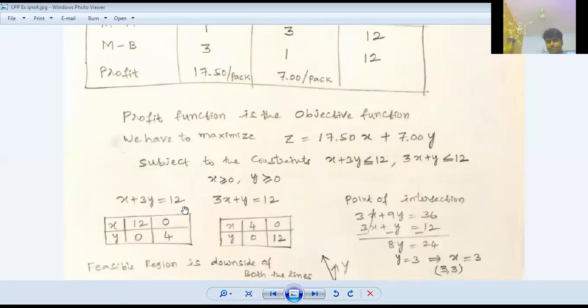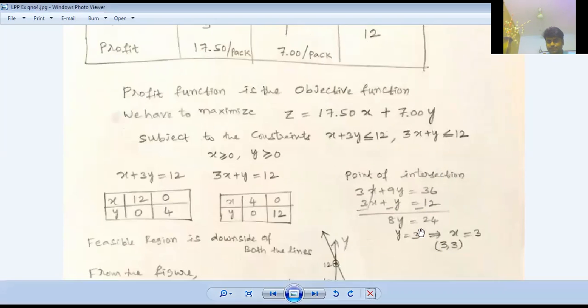So after that, we'll go for taking the graph in the third step. For that we should take table values. How can we take table values? We'll take 1 point each on the x-axis and y-axis: 12 comma 0 and 0 comma 4. So 4 comma 0, 0 comma 12. Now the points of intersection we will solve. The point of intersection also we should write. That is very important.